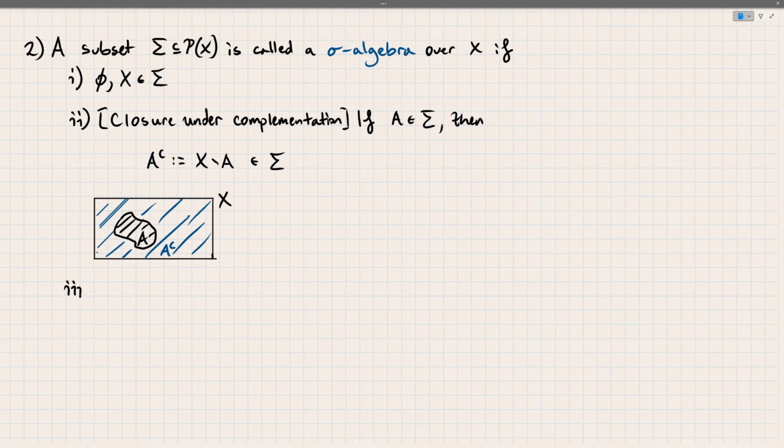And my third and final condition is that if I am given a sequence of elements in sigma, and remember, elements of sigma are sets.